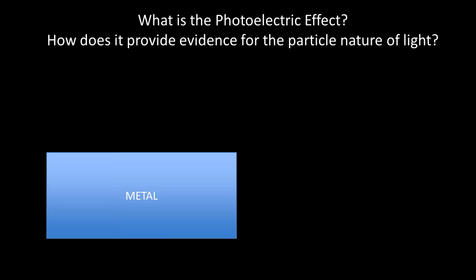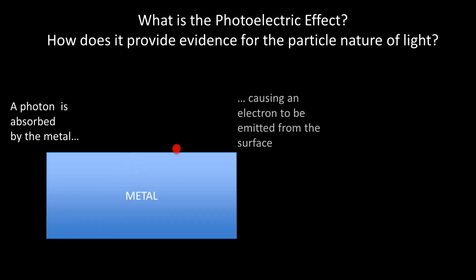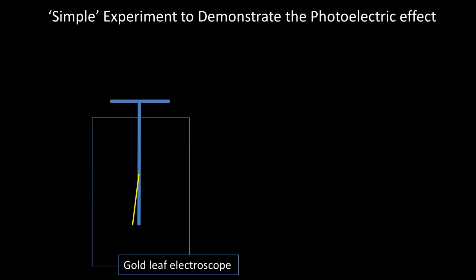Well, the basic setup you have is a metal, and at that metal you fire a photon, which is absorbed, and it causes an electron to be emitted from the surface. That, in essence, is the photoelectric effect. Now you need to know a lot more detail than that, so we're going to look first at a qualitative picture of how it works, and then move on to talk about an experiment you can do where you can get some actual quantitative measurements of particular quantities.